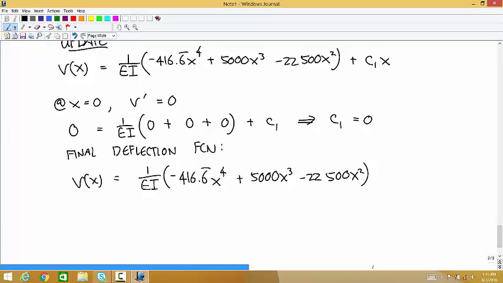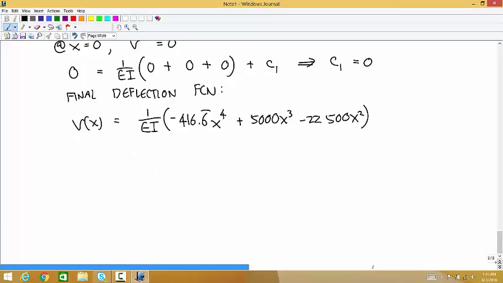Okay, is that what we were asked for? Almost. Actually, that's more than we were asked for. We just want to know the deflection at the right endpoint. This is the deflection everywhere. So now we want the deflection when x is equal to 3.